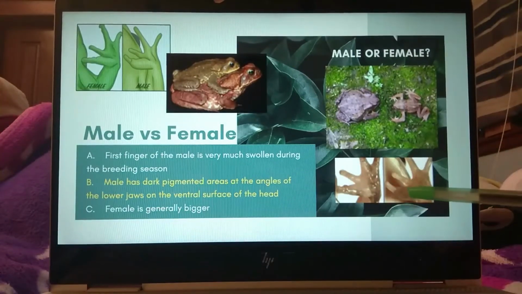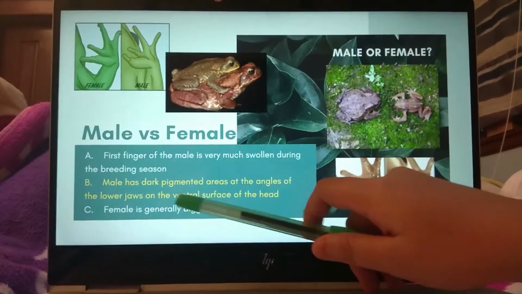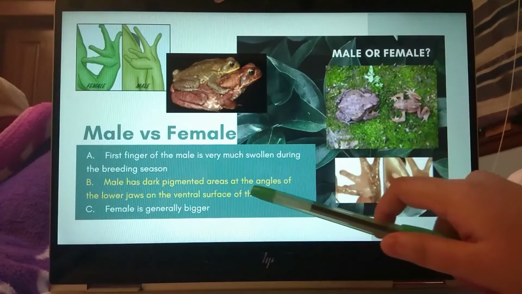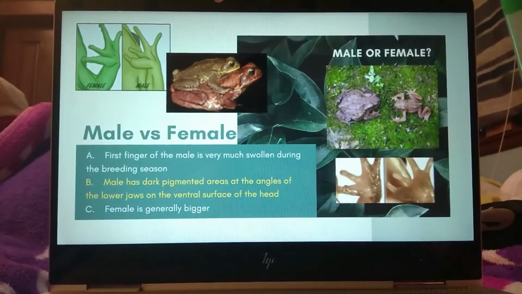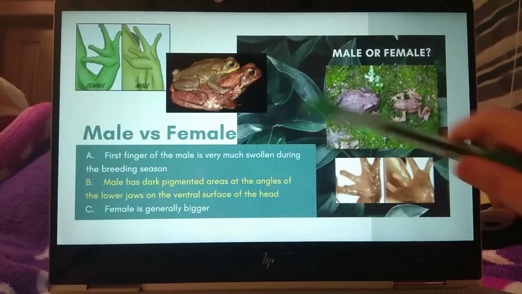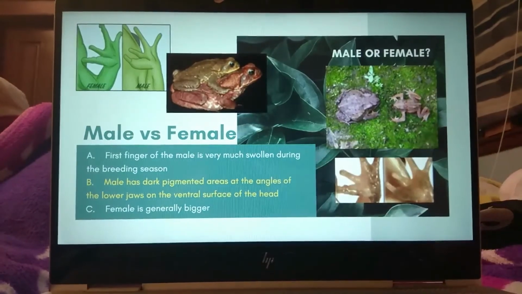So this one is actually a male. This is because the males need their fingers to be swollen for them to be able to grasp the female during amplexus. So for our second one, males have dark pigmented areas at the angles of the lower jaw and the ventral surface of the head. This is the most evident characteristic when the rest of them fail to show, and the last one is the female is generally bigger. So here we have a female and a male.